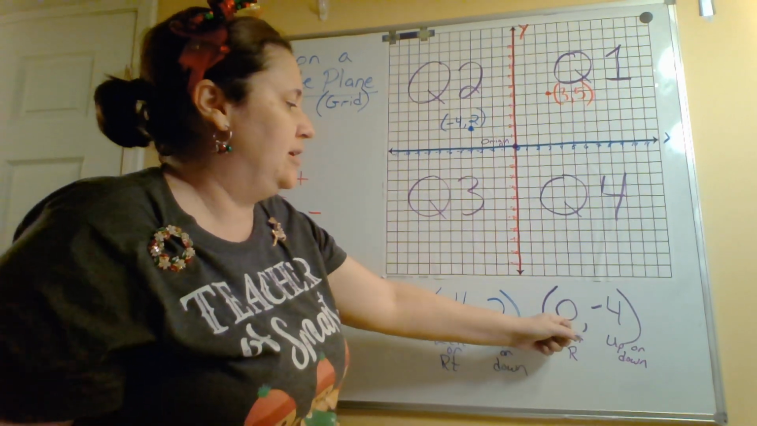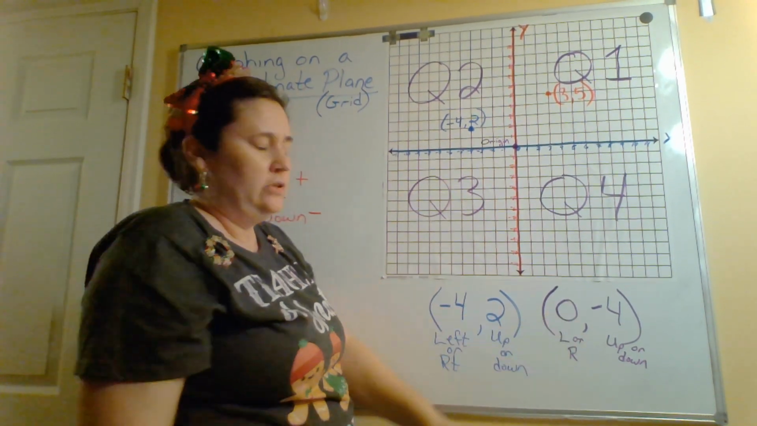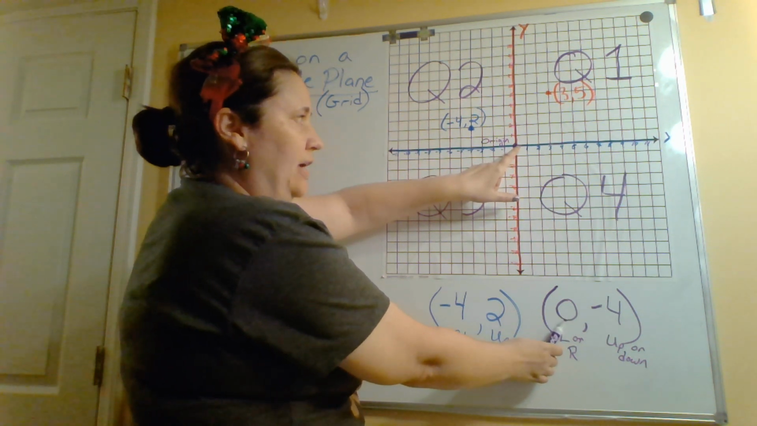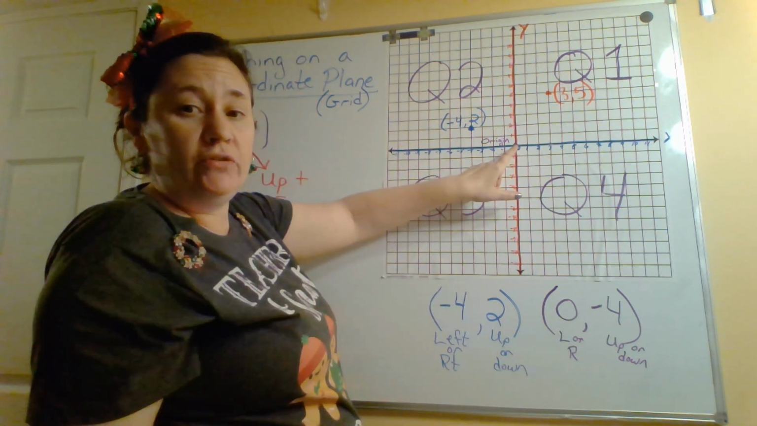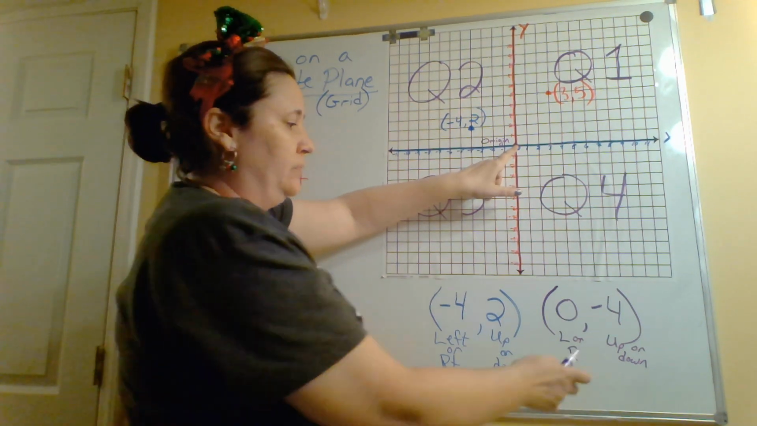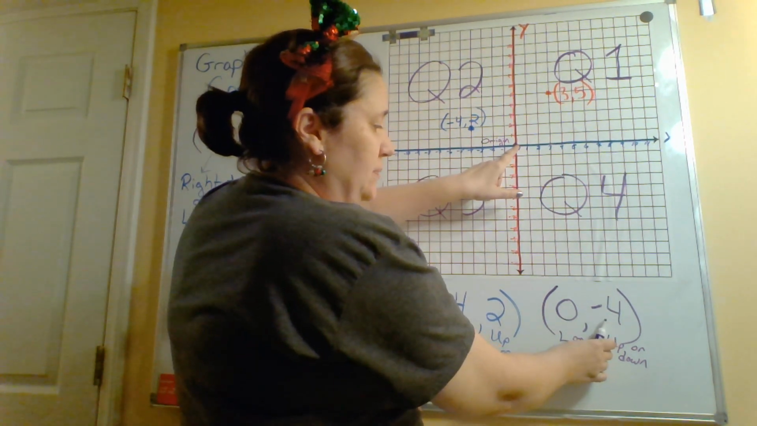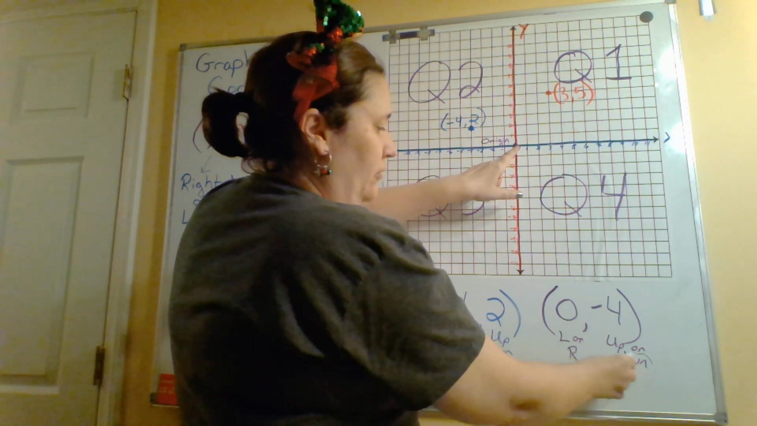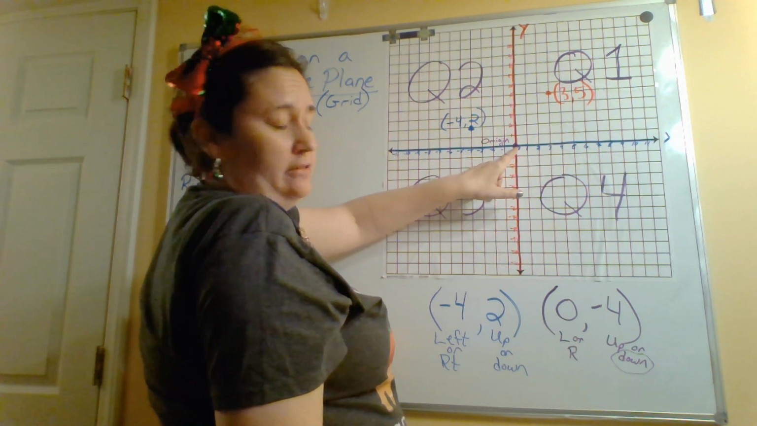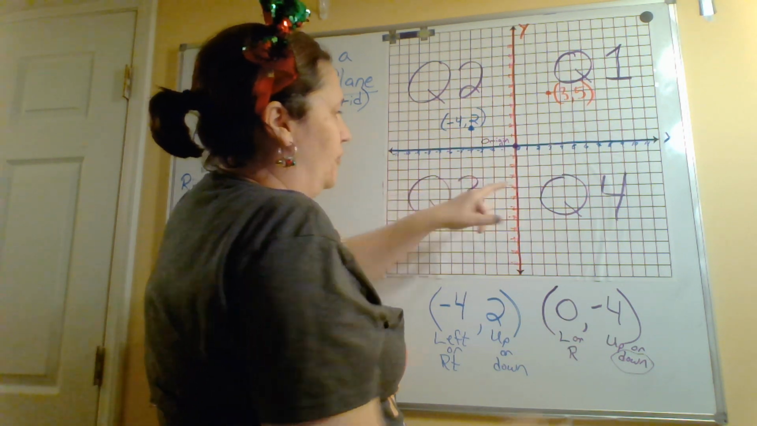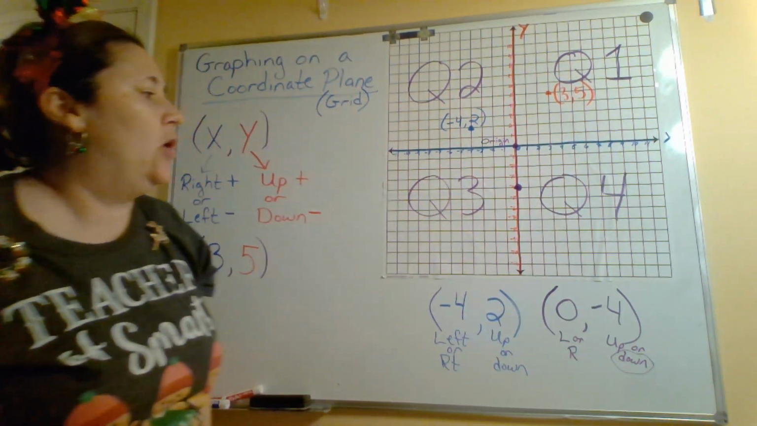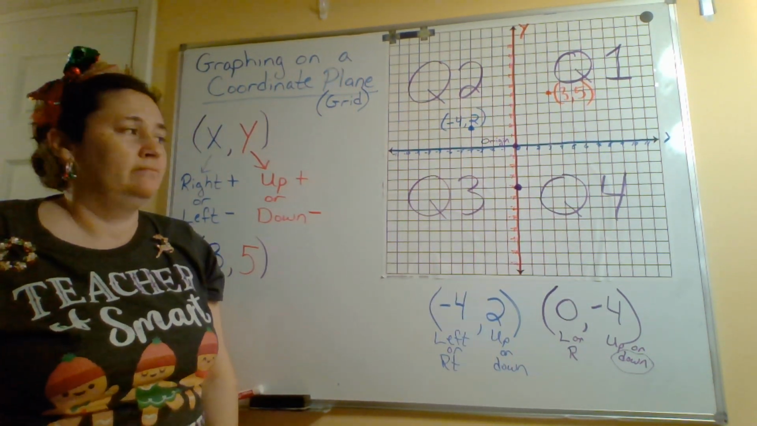Now, this first number is a 0. So if I start at the origin, I have to move 0 left or right. So just don't move at all. Just stay right there at the origin. -4 tells me to go down 4. I'm going to go down because that number's negative. 1, 2, 3, 4. Put a dot. That point is on the y-axis.